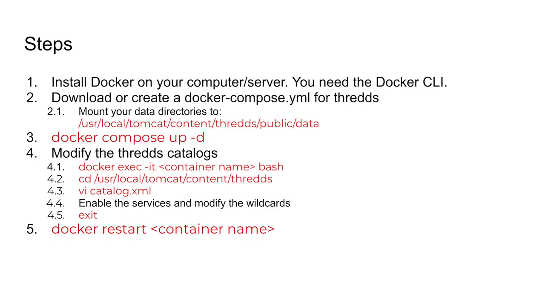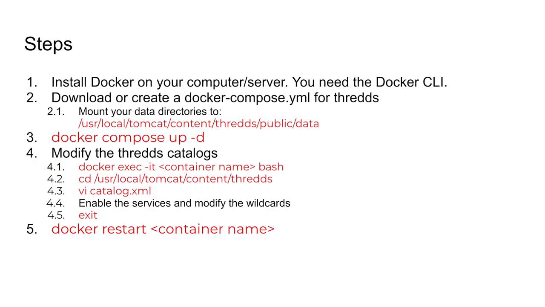The most important thing is that you need to mount the data on your computer to the container. And this is the path that you need to follow. This is user local Tomcat content THREDDS public data. It's a mouthful, but that's the path inside the container where your data needs to be mounted in order for THREDDS to find it. Then you're going to use Docker Compose up to create the container.